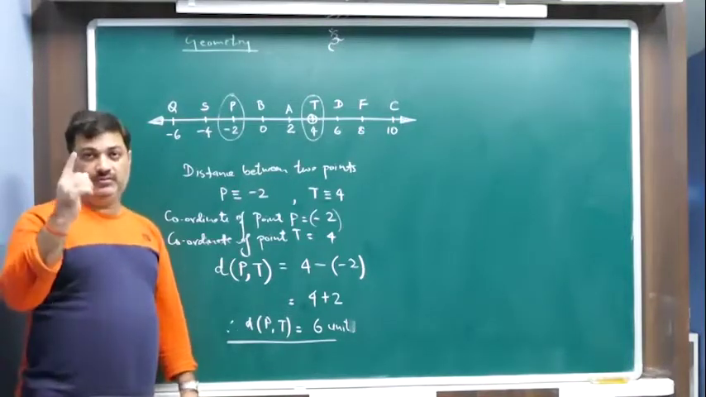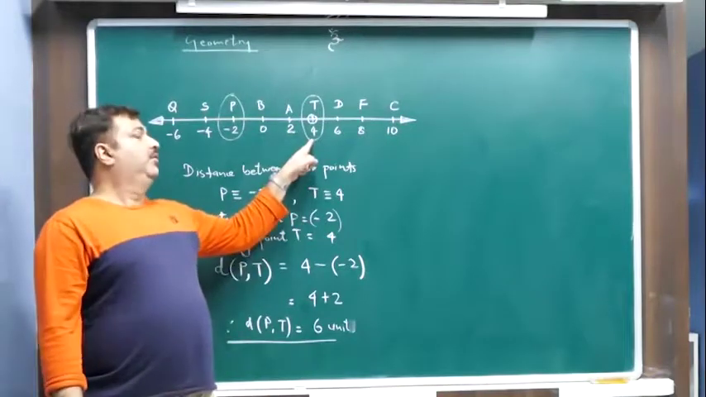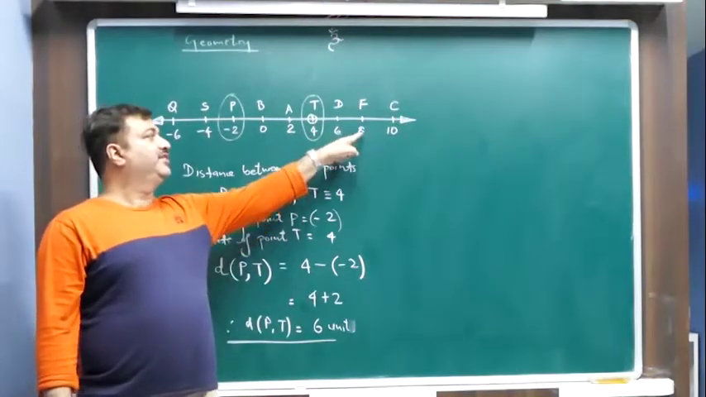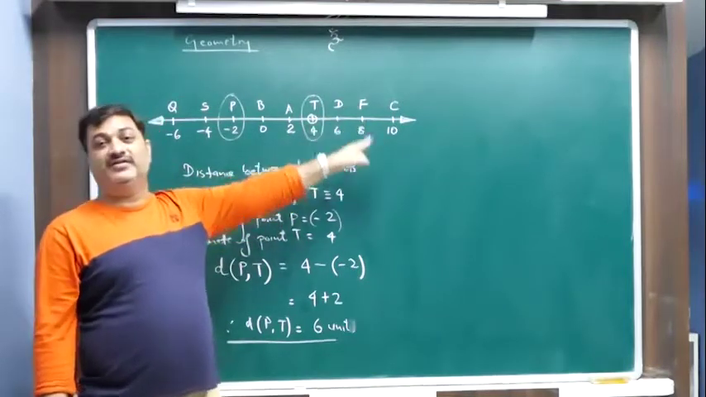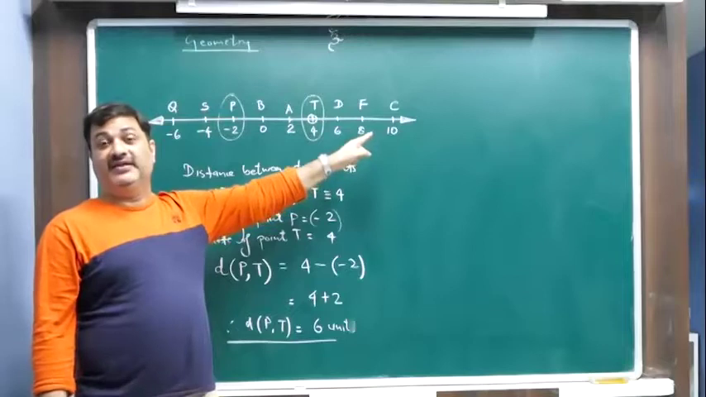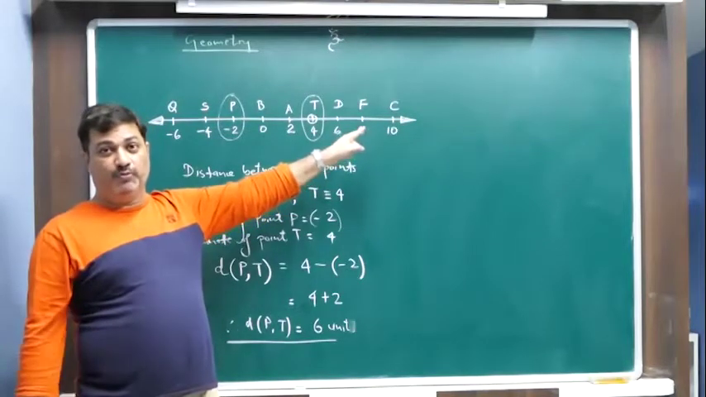Good, back. One catch. 4 units means 4 units on this side, it will be 8. 4 plus 4 on this side will be 8. So one answer is F, point F. But that's not all. There is one more answer. There is one more point.